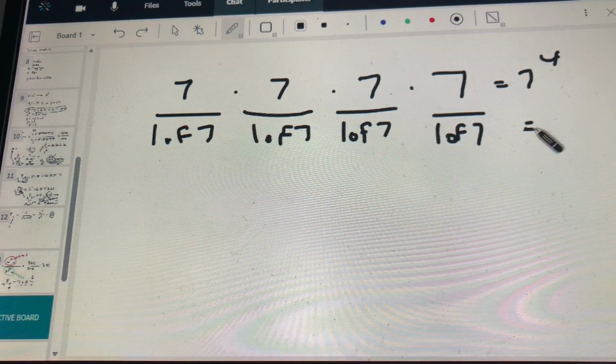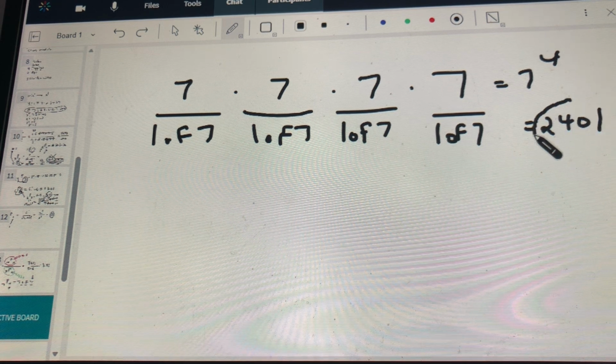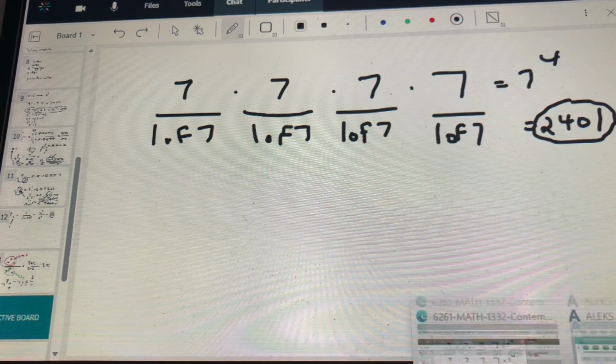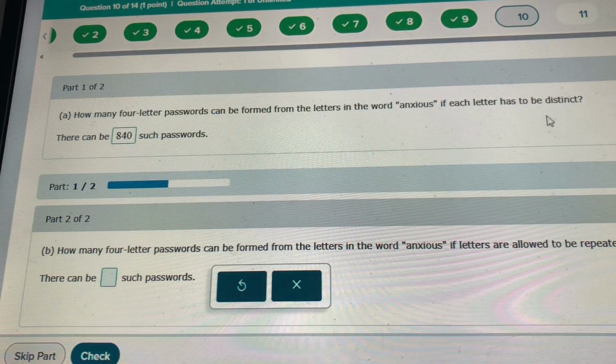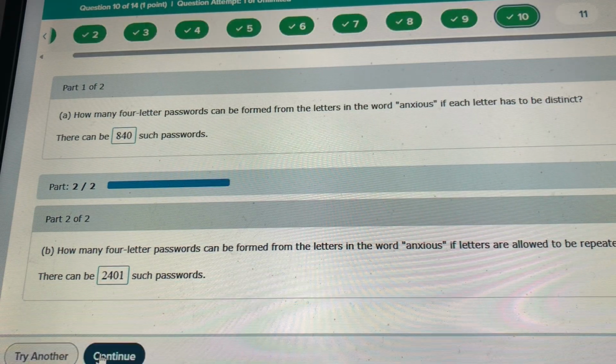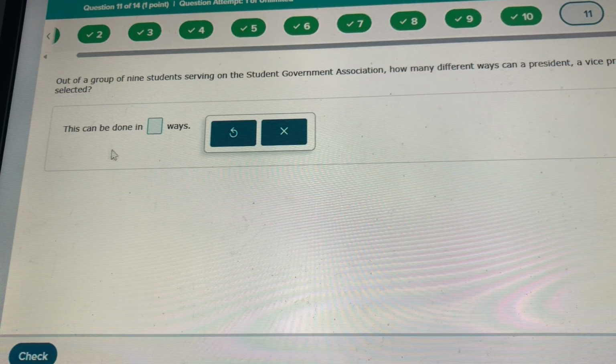Then there's 2,401 different passwords instead of 840, so it gives you more password possibilities. Usually on passwords you can repeat things, so normally we don't have this restriction that you can't repeat. 2401. So if you can repeat, it's the fundamental counting principle, but if you can't repeat, then it's a permutation. That was a good problem because they had both cases in the same problem.